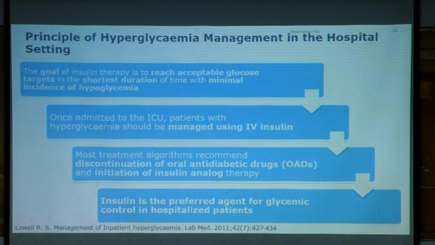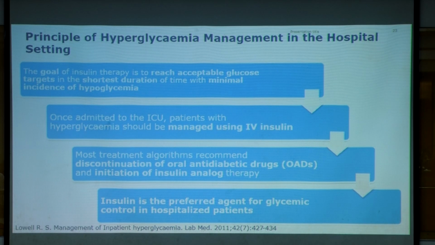The principles of hyperglycemic management here: the goal of insulin therapy is to reach the acceptable glucose level within a short time. We want quicker glycemic reduction in the ICU setting. That's the one parameter we must always bear in mind. Once admitted to the ICU, patients with hyperglycemia should be managed only with IV insulin and nothing else. In the ICU patient, no other drug has any role. Only insulin, insulin and insulin, nothing else.